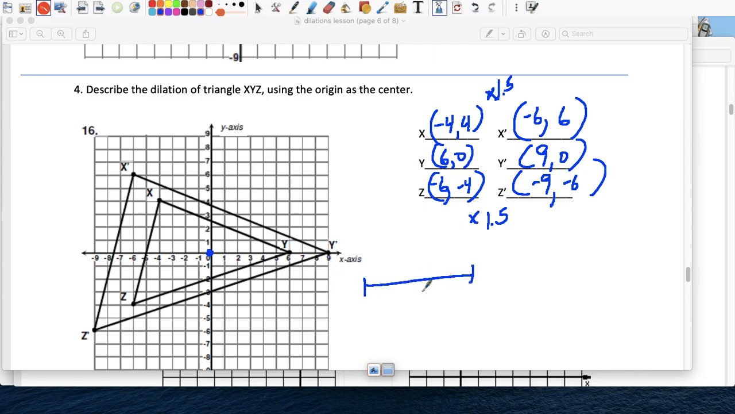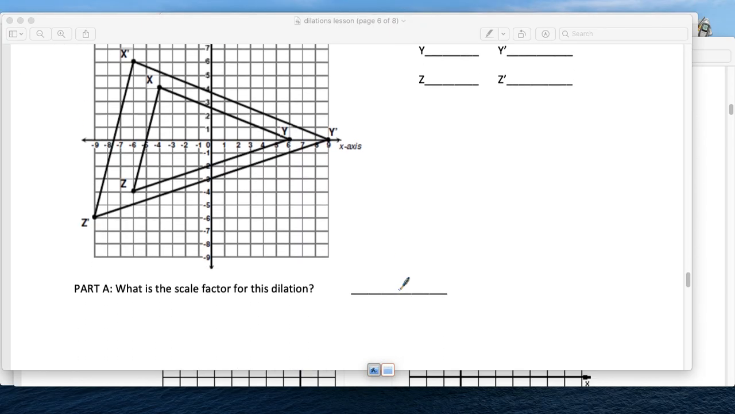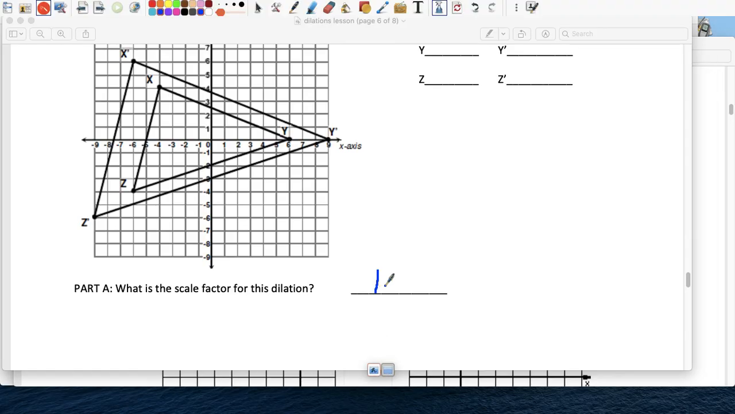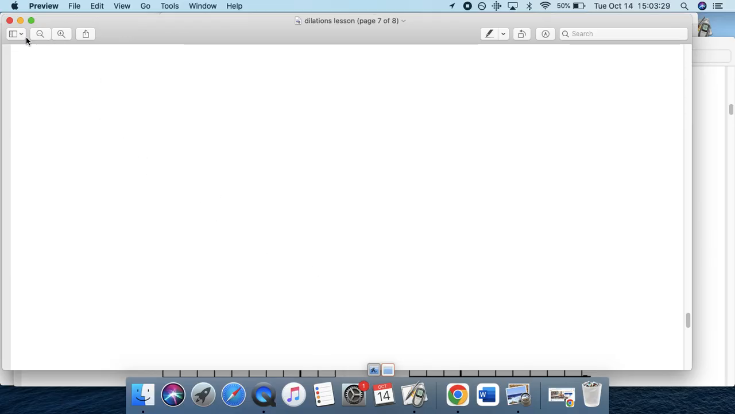Taking this distance, which was 6, we're multiplying by 1.5, so times 1 is 6, and what's half of 6? It's 3. So that distance now is, we already answered. The scale factor was times 1.5. Everything, all the distances were greater. Scale factor 1.5. And that was it for that sheet. Let's look at the other one.